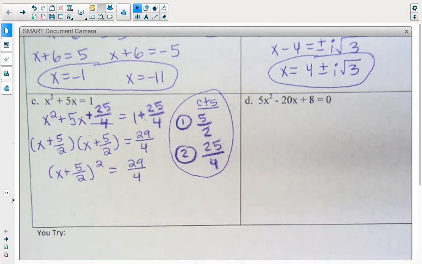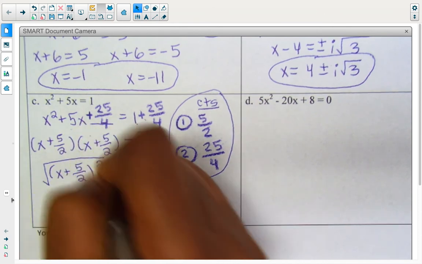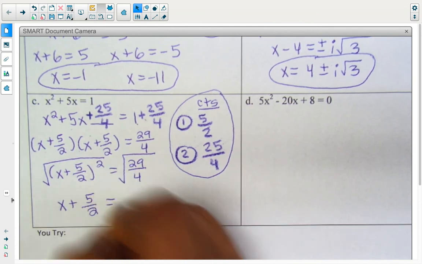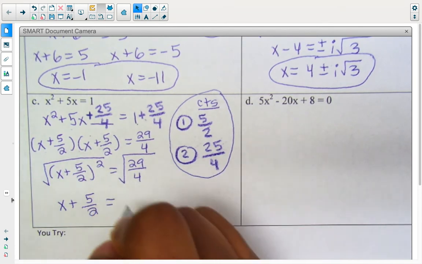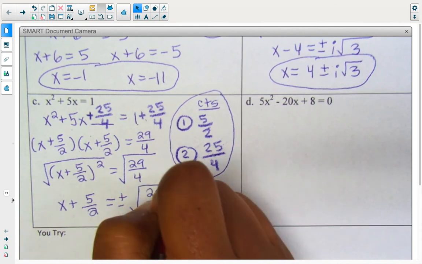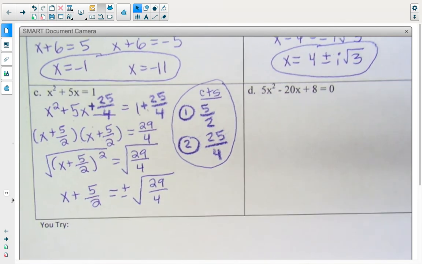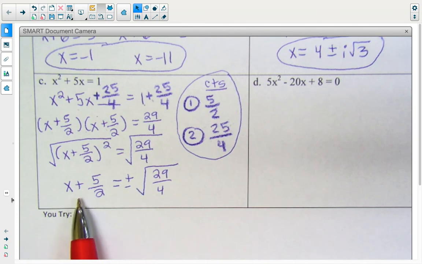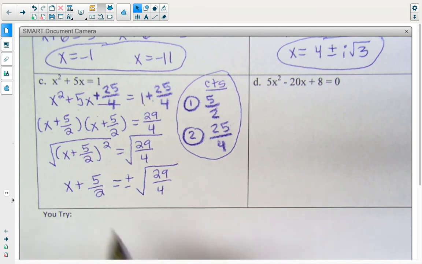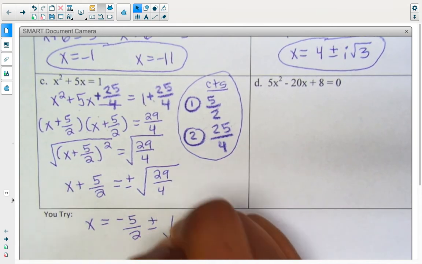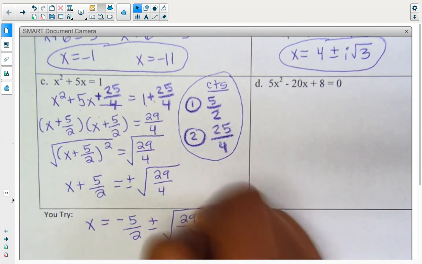The opposite of squaring something is to take the square root. So I'm going to square root this side and square root that side. That's going to give me x plus 5 halves equals the square root of 29 fourths. Actually, it's going to give me plus or minus the square root of 29 fourths. So don't forget that plus or minus. Now the last thing we can do: I have this plus 5 halves here. We need to subtract that from both sides. So x equals negative 5 halves plus or minus the square root of 29 fourths.